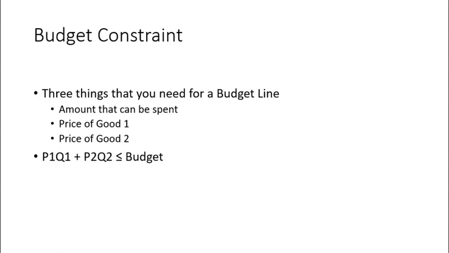So, what are the three things that you need in order to create a budget line? You need a budget, how much you're capable of spending or wanting to spend, the price of the first good and the price of a second good. In budget lines, we compare two different items and see what combinations of those we can acquire within our budget.